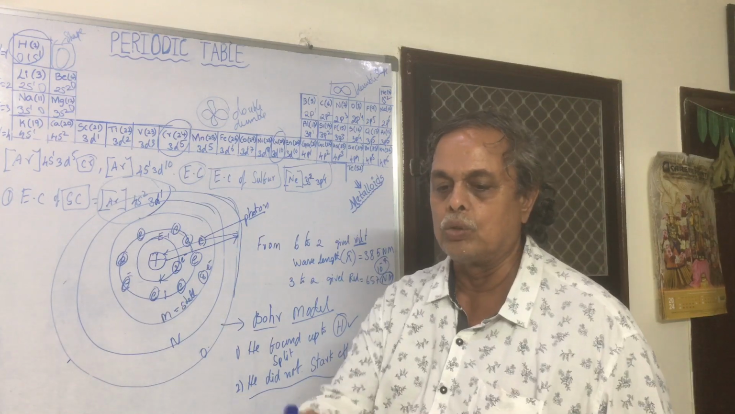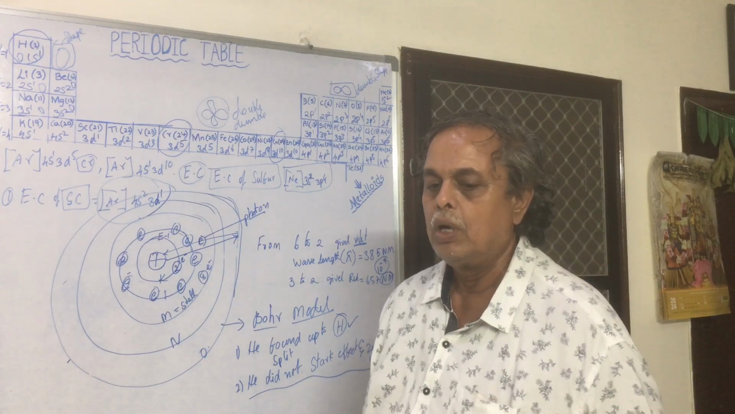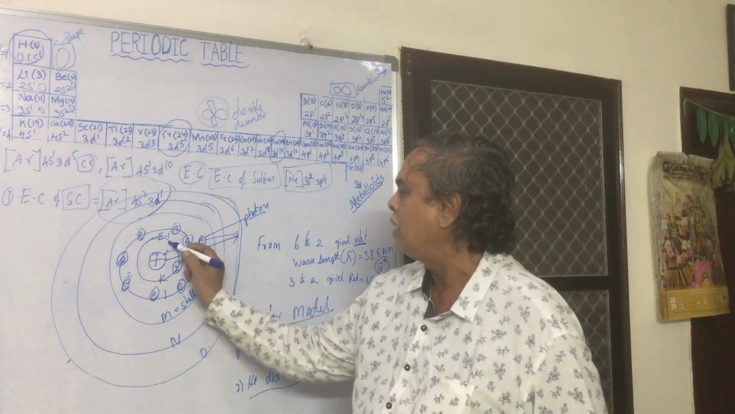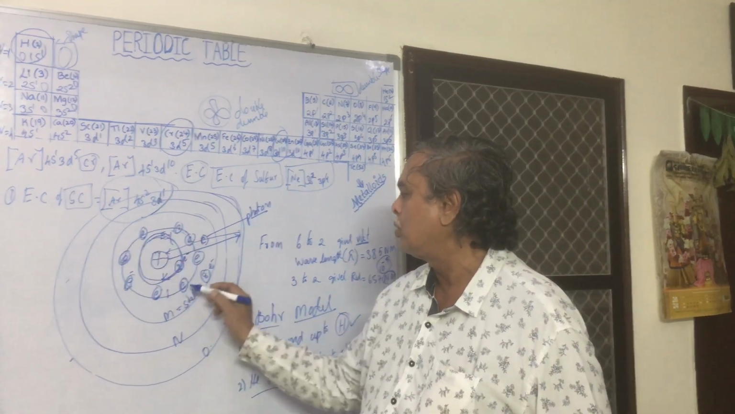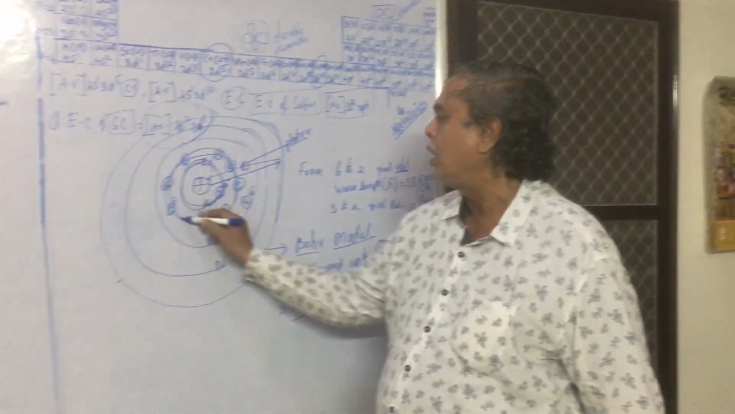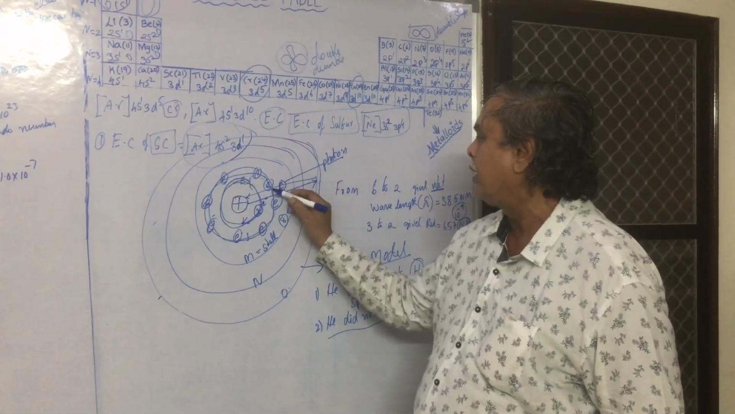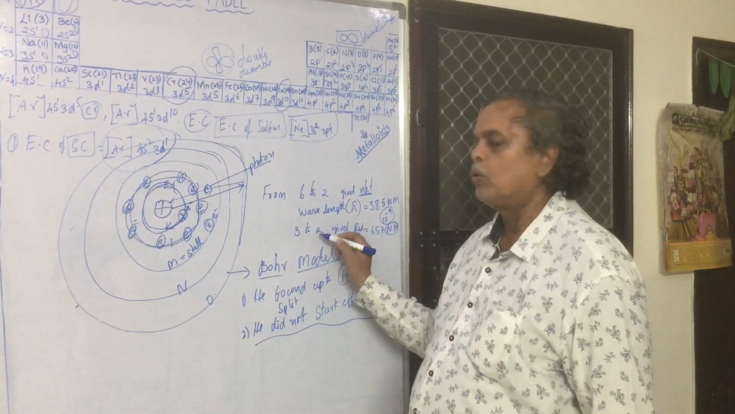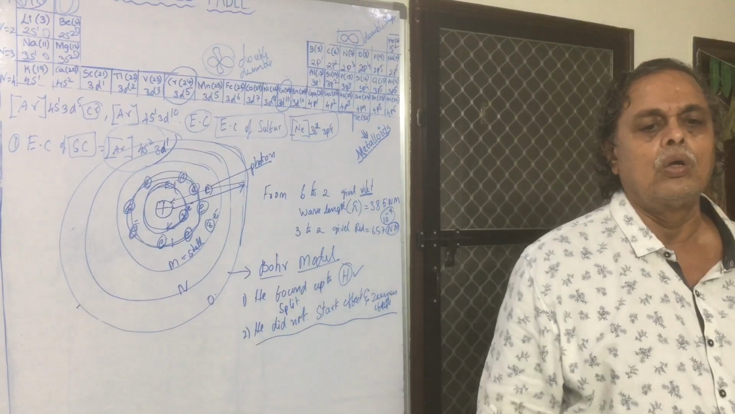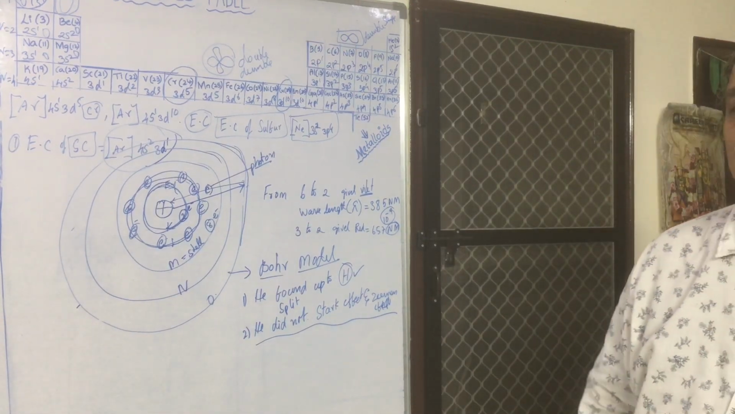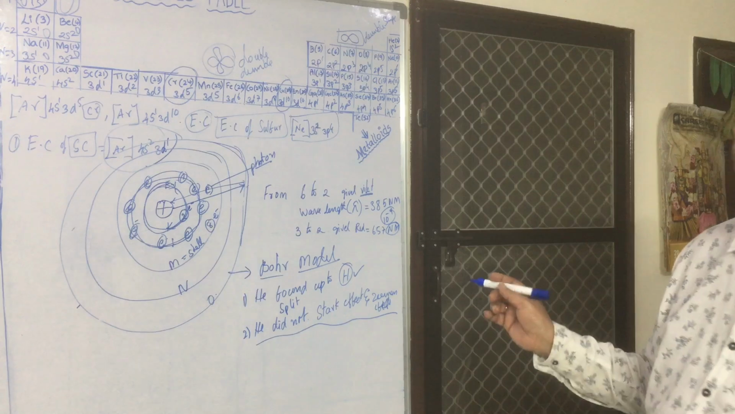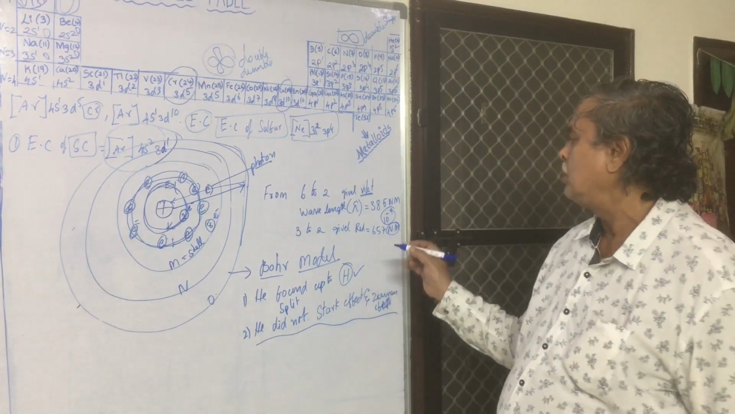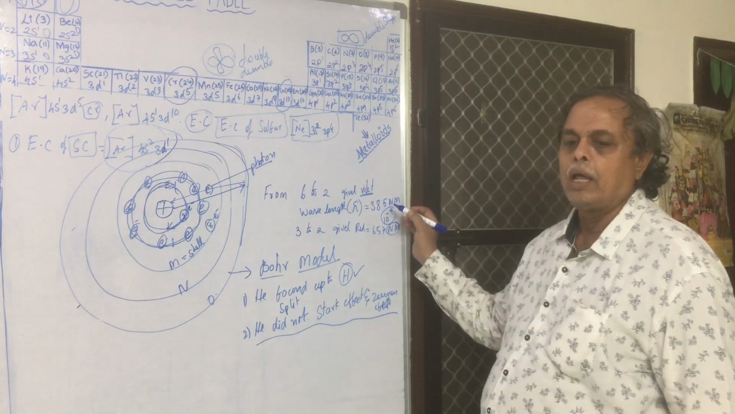Jumping from 6 to 2, what is the color? Observe it. This is 2. Jumping from here to here gives violet color. Next, 3 to 2: what is the color? Red color, which has the larger wavelength, 657 nanometers. This is 385 nanometers.